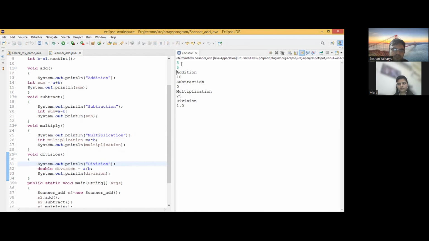Pattern. Yes, fine. Right. Okay, shall I close the sharing? Yes.